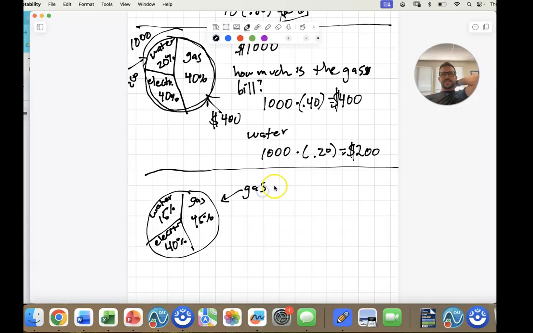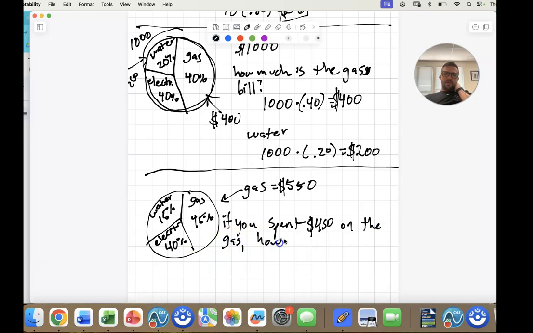And then they say, just the gas alone costs, let's say, $550. So if you spent $550 on the gas, how much was everything? You know, how much was it all together? How much did you pay?